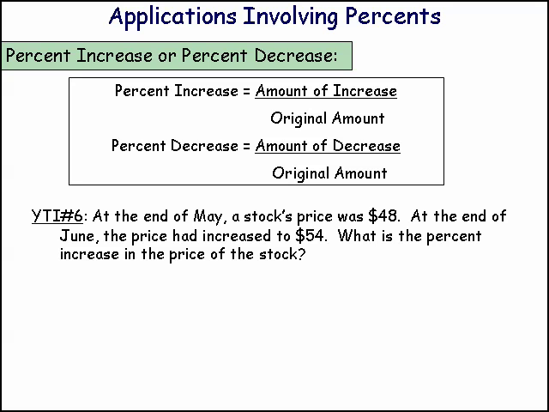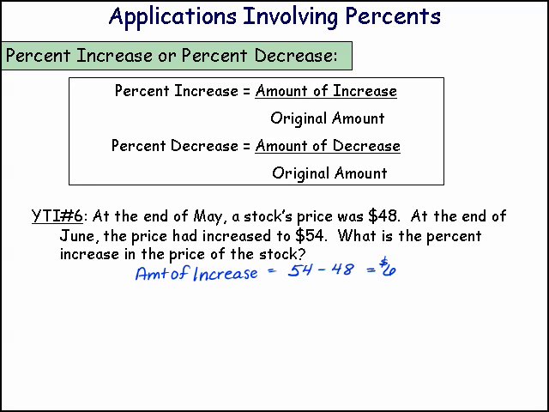Okay, so if we're looking for percent increase, we want to figure out what the amount of increase is. Well, the amount of increase is the difference between 54 and 48. That's how much the stock price went up, right? So how much did that stock price go up? It went up a total of $6, right?